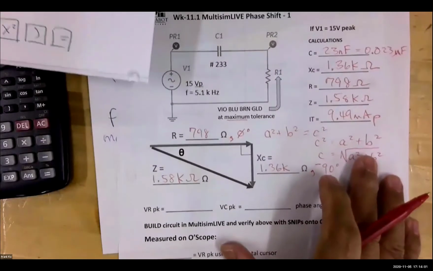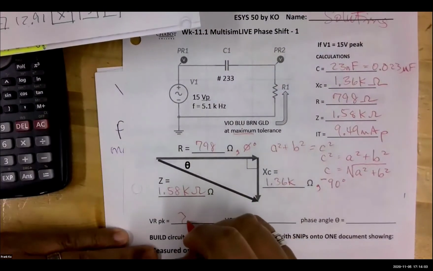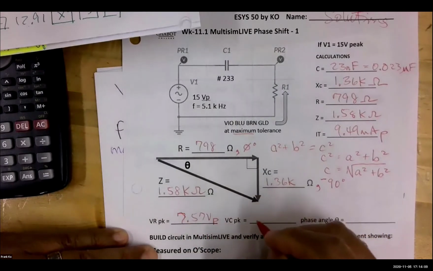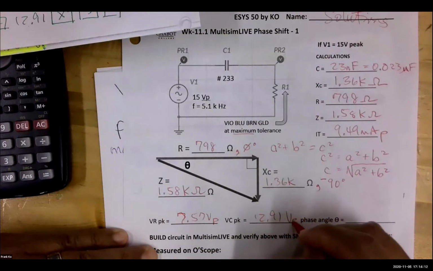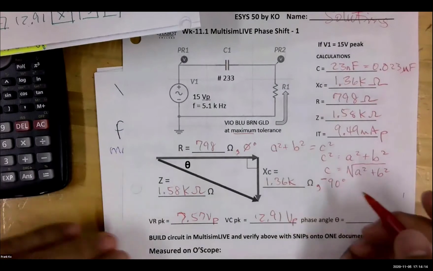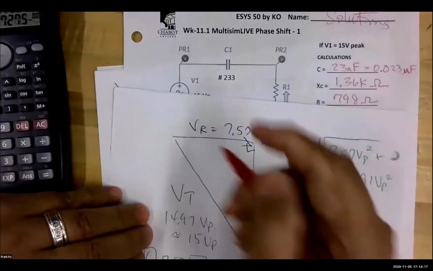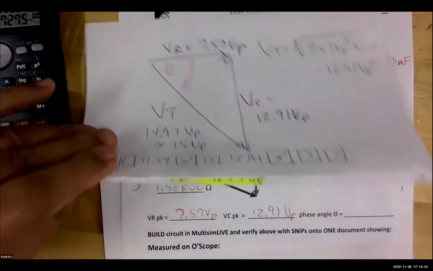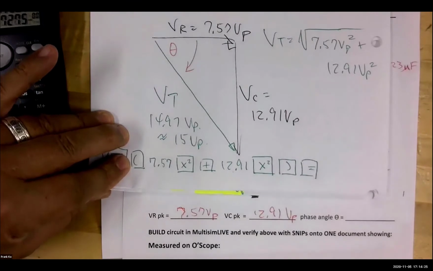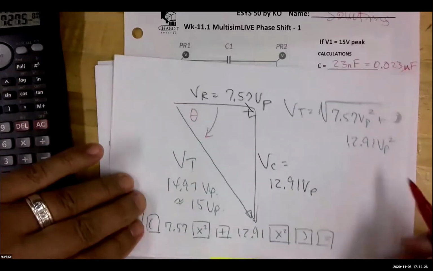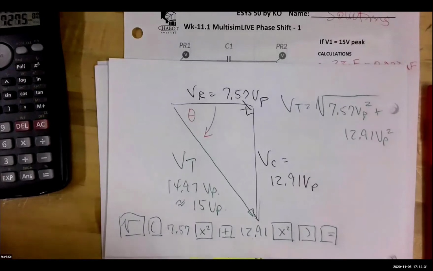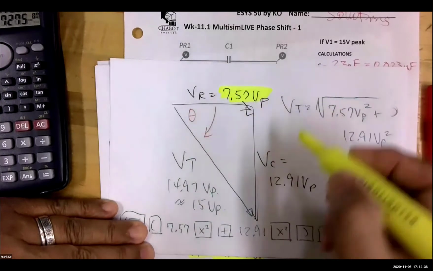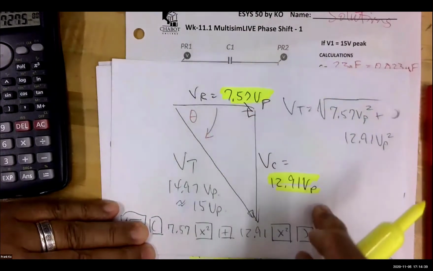So our VR peak was 7.57 volts peak. VC was 12.91 volts peak. And now phase angle. Phase angle, that's why you've been doing SOH CAH TOA. We need to find out how far this comes down. So for SOH CAH TOA, phase angle, let's use our earliest calculations. This one and this one. These are our earliest calculations.